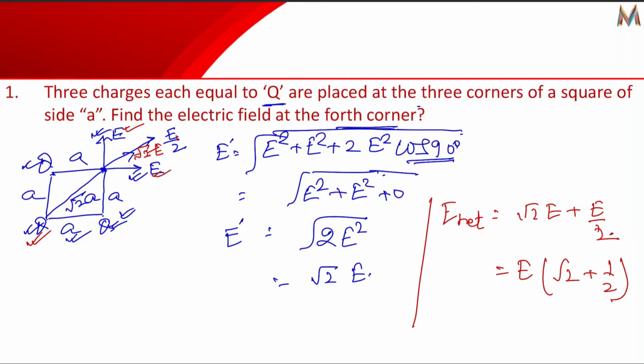Now what is E? This is E net, and this is equation 1. Now let us go to the next part. What is E? We know the formula, KQ by R square. This is the formula for E. So E will be equal to KQ, and R here is A, so it is KQ upon A square. This will be the E.